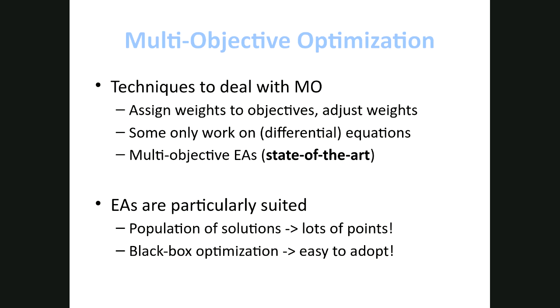And then you have multi-objective evolutionary computation. Multi-objective evolutionary computation is the state of the art. At the moment, there is nothing better for multi-objective optimization. Also because evolutionary algorithms are particularly suited for this kind of application, right? We already start with a population of solutions, which means lots of points, right? So it's easy to imagine that if we are able to spread these points on the Pareto front, it's very nice, because we are going to find multiple different compromises.